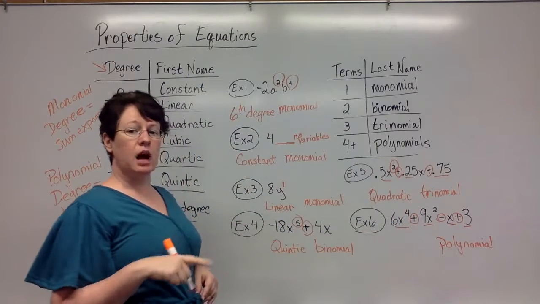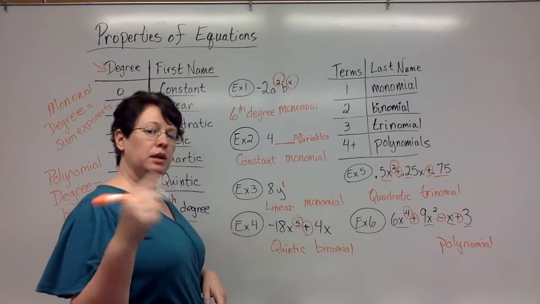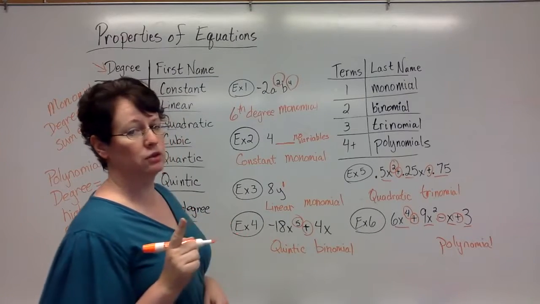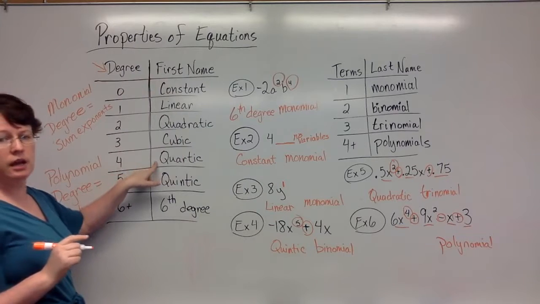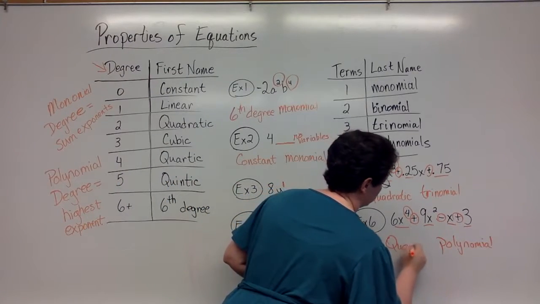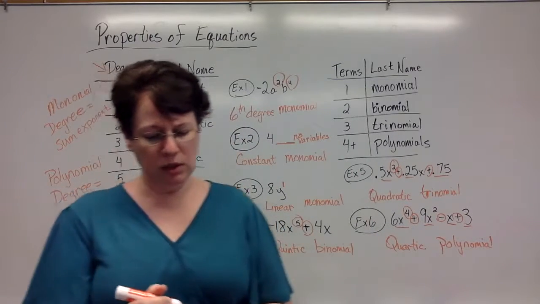Now let's look. What's the highest power? Highest power happens to be 4. The highest power may not always be in front, okay? And I did that to you on some of the practice problems, so you might want to check it out. Highest power is a 4. 4 is a quartic. So this is a quartic polynomial, okay? Really, really super simple.